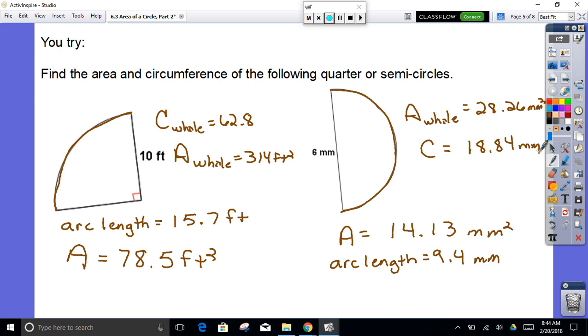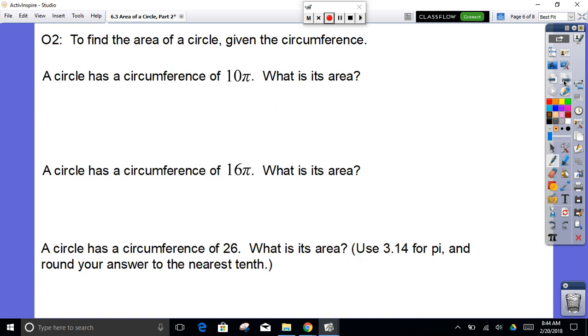Yes, Jake? So what's the difference between the area whole and the area? This is the area of the piece that we're looking at. Okay, yeah. If we found the area of the whole circle, if we expanded this to be the whole circle, that's what this is up here. This is the answer to the problem because you're finding the area of the semicircle, not the area of the whole circle. Okay, any questions about this? Okay. The next.